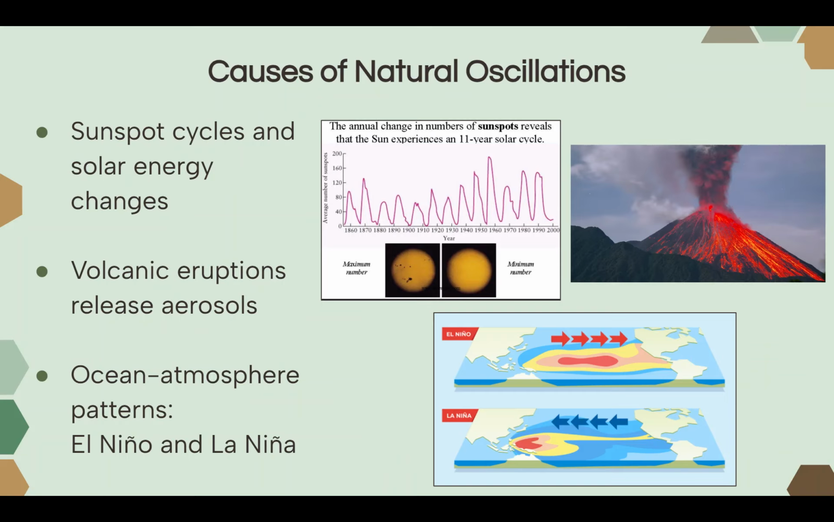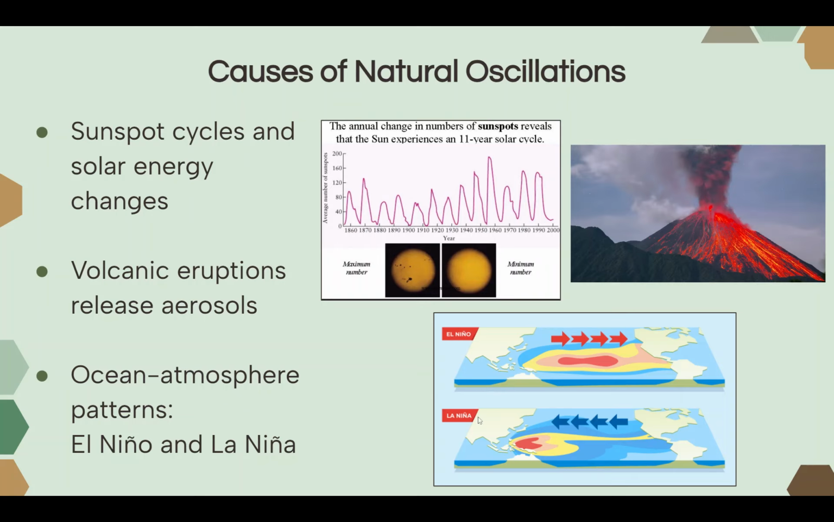So, some scientists believe that the changes in the sunspots from the sun, sometimes the sun gets these spots, can change the amount of solar energy that Earth receives, and this is also a cyclic thing that happens. Volcanic eruptions can cool down the climate. The ash can reduce the amount of sunlight reaching the Earth's surface, and also changes in ocean and atmosphere patterns, such as the El Nino and La Nina patterns, may also cause these natural oscillations.